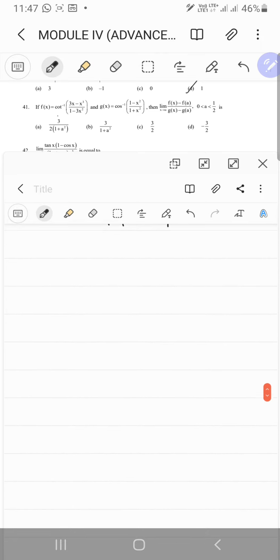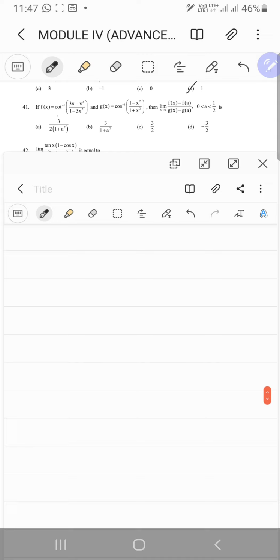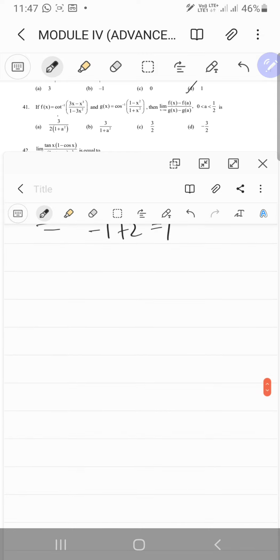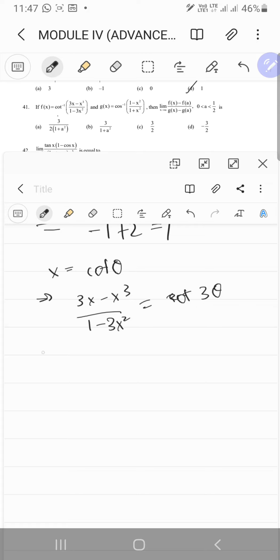Oh, I think I know this format. So suppose x is cotangent theta, then this thing, 3x minus x cubed upon 1 minus 3x squared, is just cot 3 theta. So we are just finding 3 theta. F of x is 3 theta, which is basically 3 cot inverse of x.